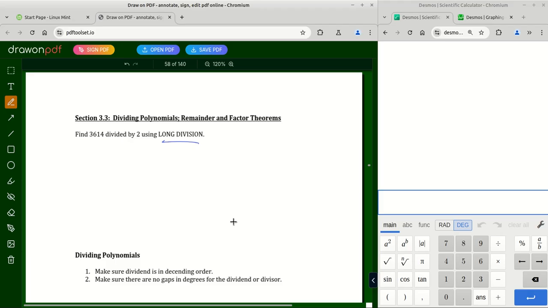Hello, everyone. This is the video lecture for 1314 Algebra, section 3.3. We're doing long division. Woohoo! They're saying long division using these numbers here. They're literally saying 3614 divided by 2 is what number? You probably can just do that in your head, but let's go through it slowly.